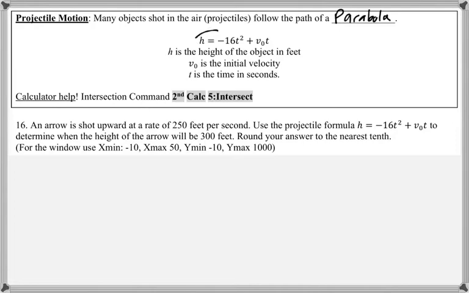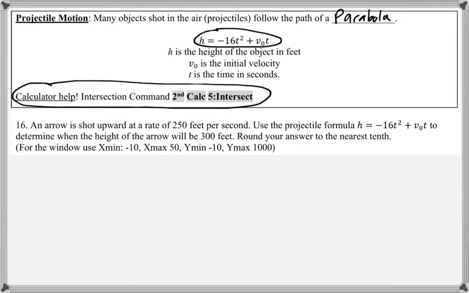So we have a formula here where h is the height of the object in feet, v0 is the initial velocity, and t is the time in seconds. Now on these problems we are going to have to use the intersection command, so that's why this is here. Okay, 16 says an arrow is shot upward at a rate of 250 feet per second. Use the projectile formula to determine when the height of the arrow will be 300 feet, and then round your answer to the nearest tenth.